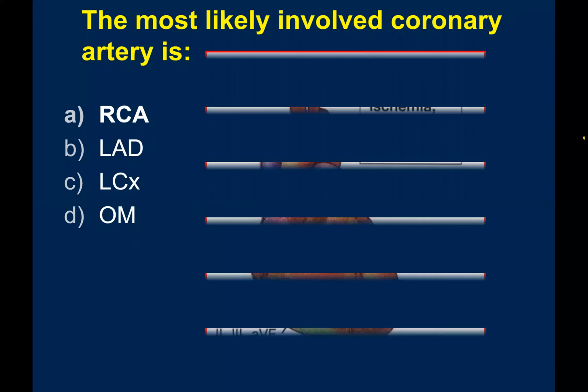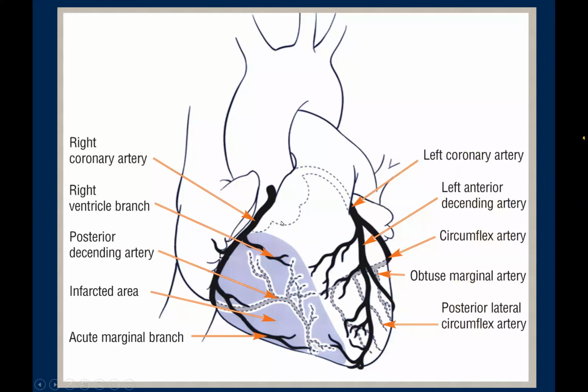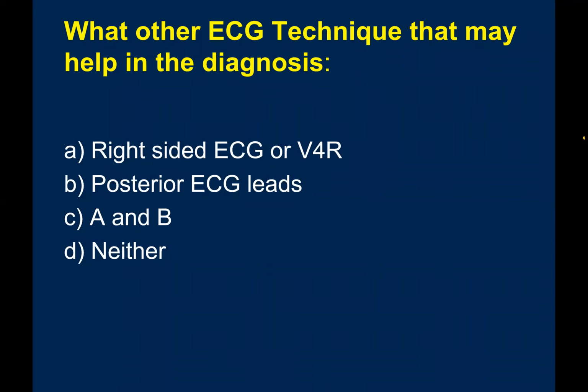So basically, it's the right coronary artery, and you know this very well, but just as a reminder, it supplies the inferior wall, it supplies the RV, and mostly when it is dominant, the posterior wall. So when a patient presents with inferior ST segment elevation myocardial infarction, we need to be sure if there is RV involvement by doing right-sided ECGs, or if there is posterior extension by doing posterior lead ECGs.